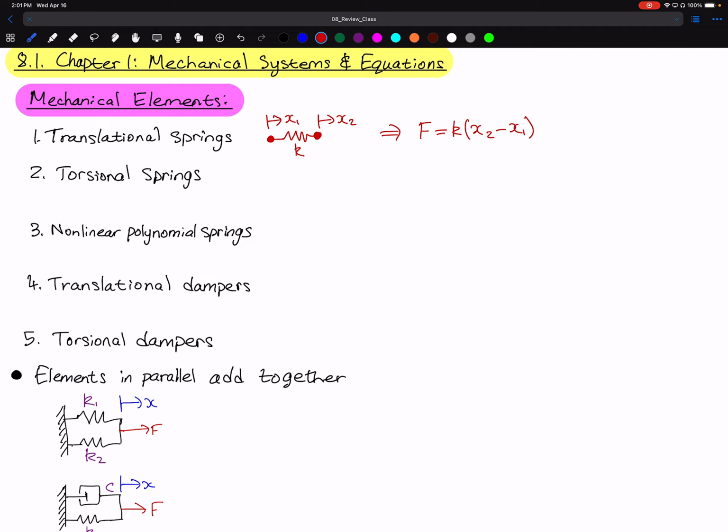You can get a similar thing for a torsional spring, except in this case it's going to depend on rotations. Generally we represent that using just a spiral, which is intended to imply that this thing deforms under rotation. We'll give this a stiffness of K sub t. The left will have theta 1, the right will have theta 2. And here the force is going to be equal to K sub t times theta 2 minus theta 1.